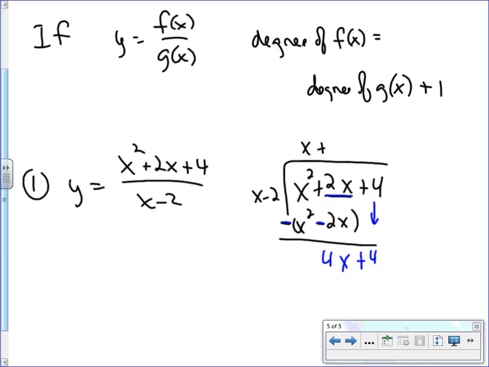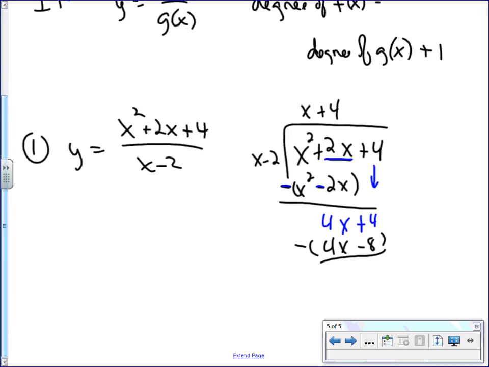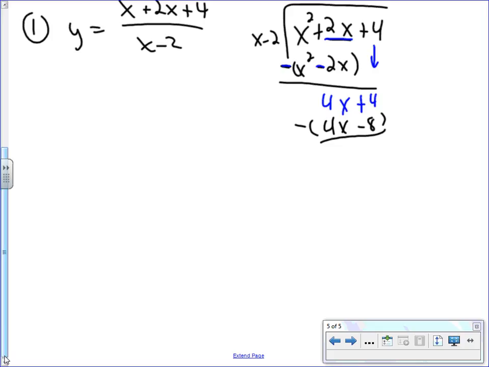And this is going to be a 4. 4 times x is 4x. 4 times minus 2 is minus 8. And you subtract. Watch your subtraction again. These two have to go away when you're doing long division. If you don't make those two go away, you've done it wrong. And then plus 4 minus negative 8 is plus 12.